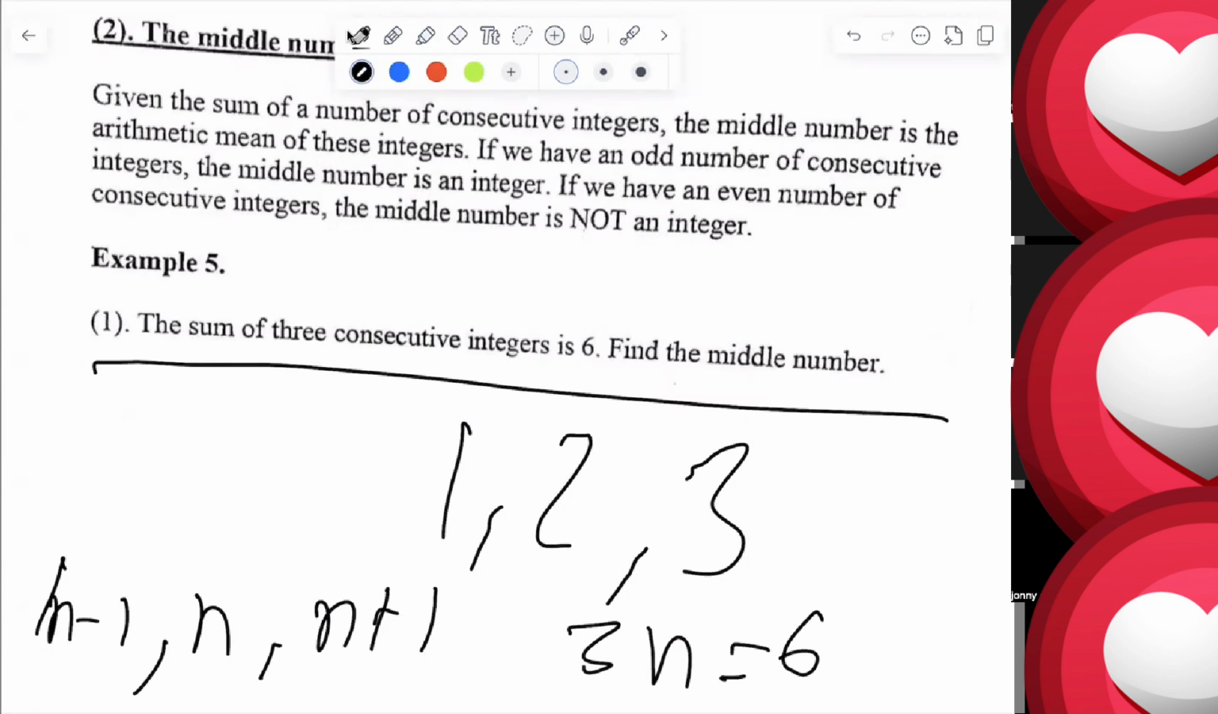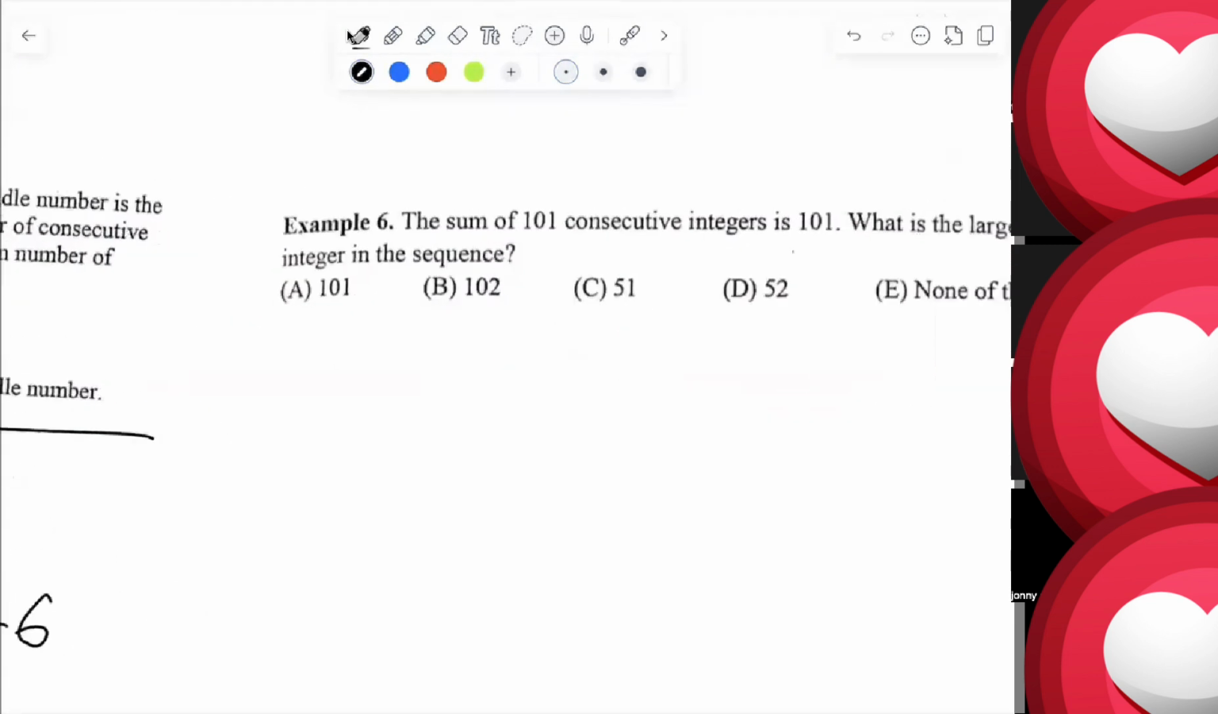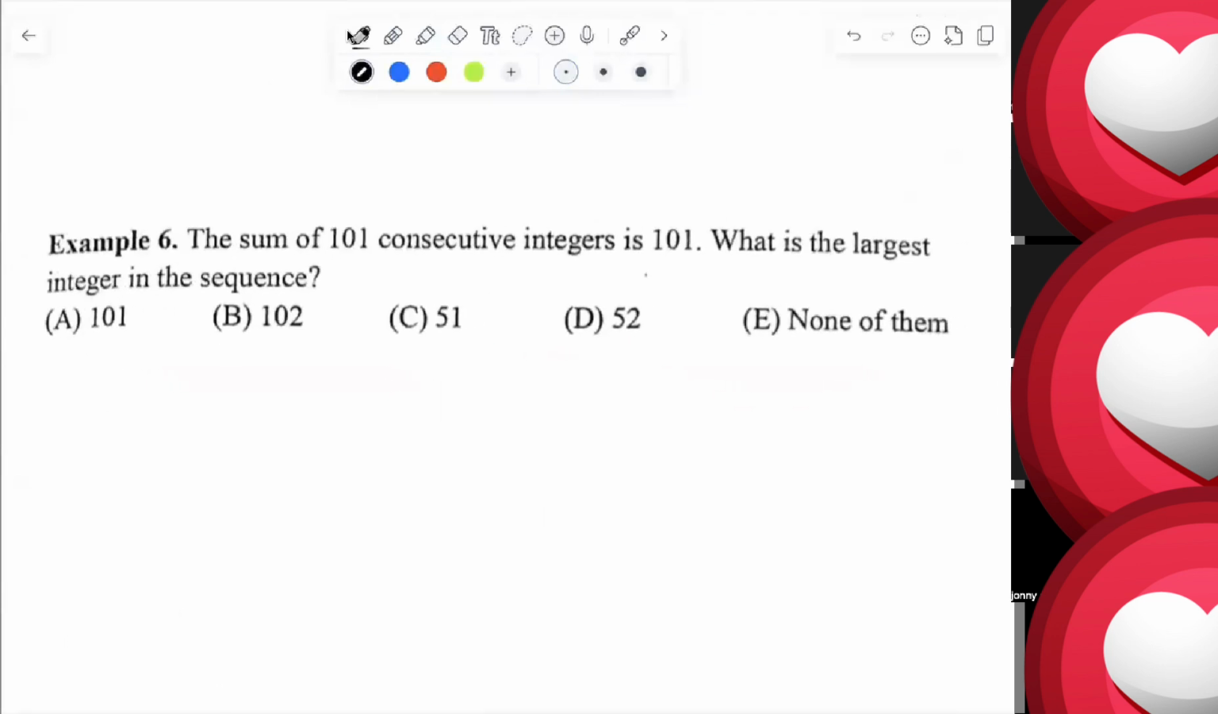It's just a linear equation approach, which is probably the simplest. The other way is just testing it out. Alright, let's get started on example 6. I'll let you guys have a go on this question and tell me the answers in chat.